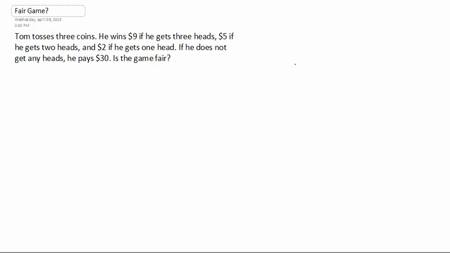So we need to list out the possibilities. Head, head, head, and so on, all the way down to tails, tails, tails. I'm confident you can find all 8 possible outcomes in this experiment. And if it helps, use a tree diagram. It'll help you not to miss anything.